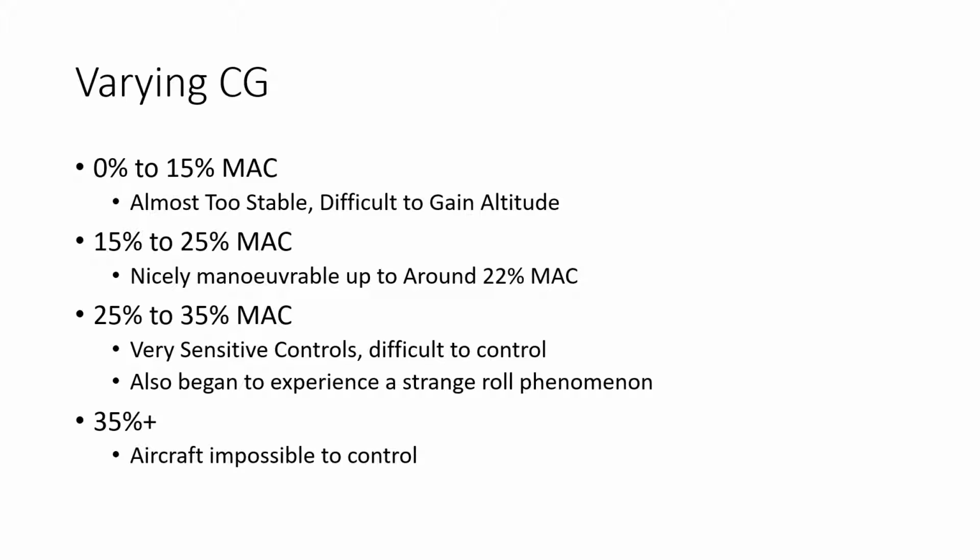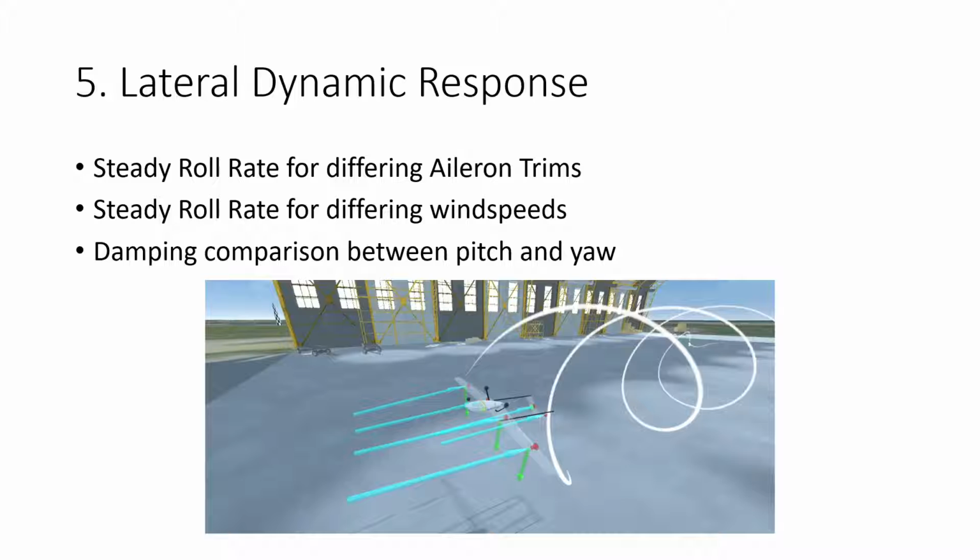I also began to experience a strange roll phenomenon where the aircraft would suddenly roll to the left side for no particular reason. From 35% Mach plus, the aircraft felt almost impossible to control. For the reasons above, a CG positioning of 22% of the Mach was recommended.